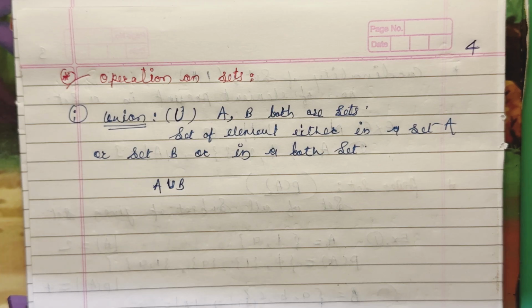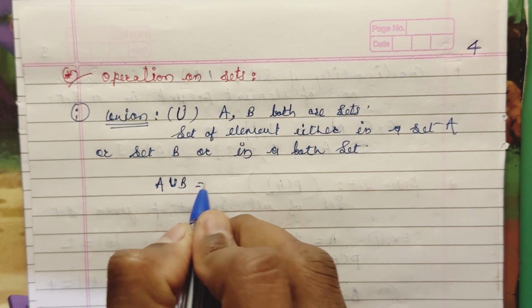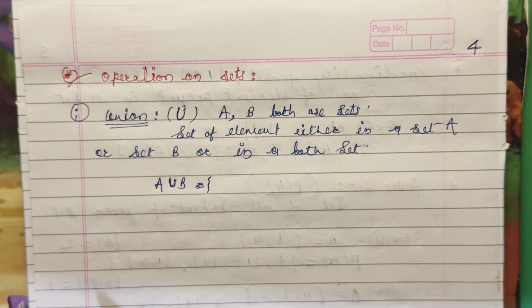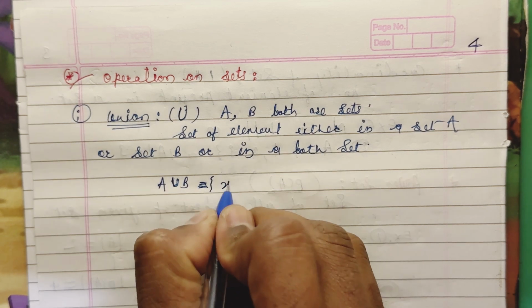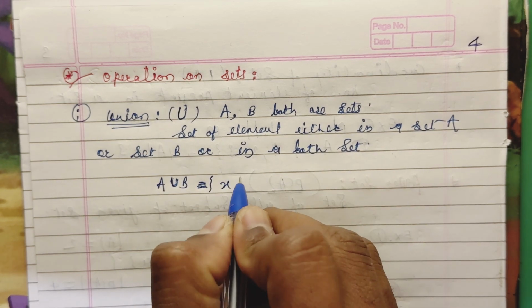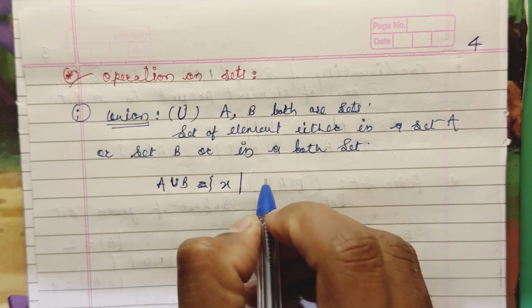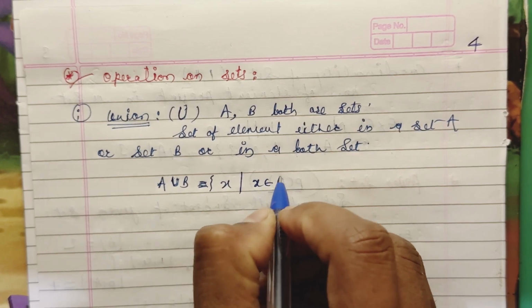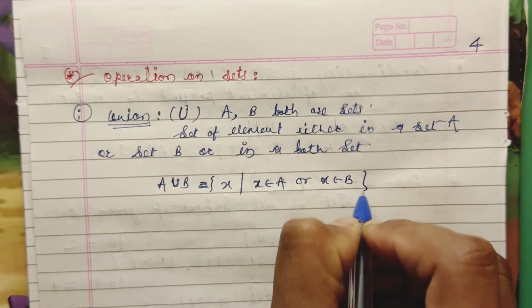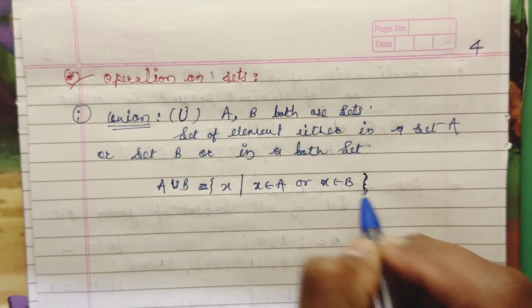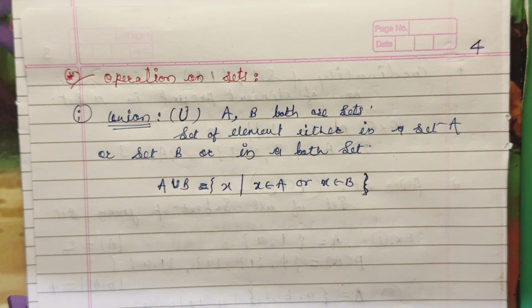And in mathematical form, in set builder notation, how can we write this? We take element x from A and B: x such that x belongs to A or x belongs to B, under curly braces. This is the way we denote the union of two sets.